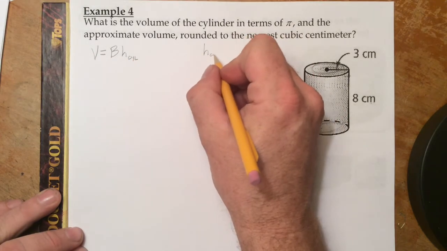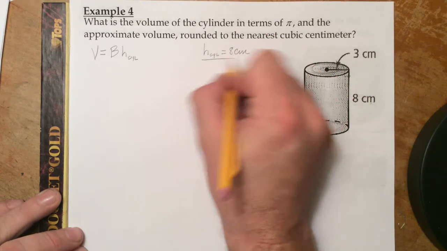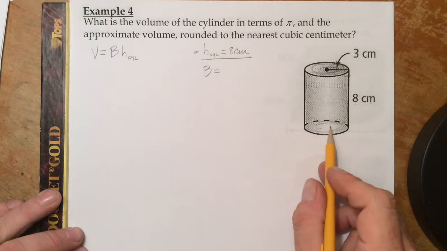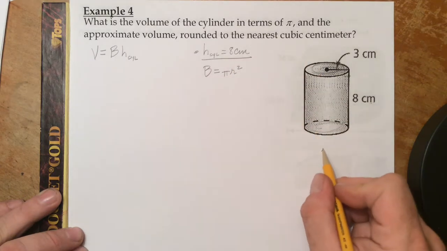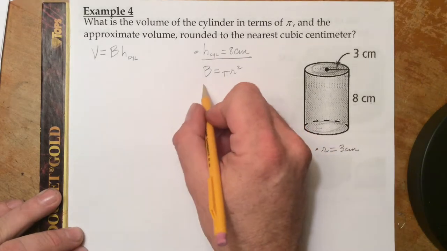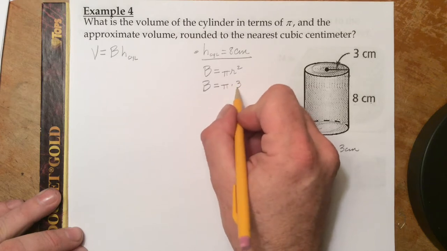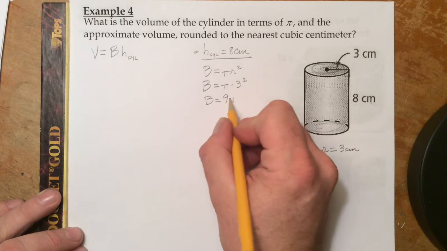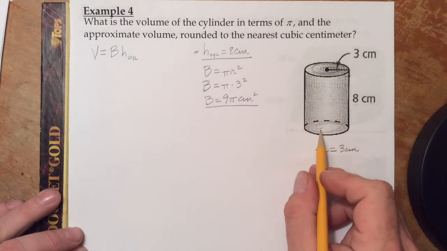Defining the height of the cylinder, height is 8 centimeters. Big B, or the area of the base face, since it's a circle, is pi times the radius squared. The radius here is 3 centimeters. Substituting this in, B is pi times 3 squared. Then we get 3 squared is 9 pi. 9 pi square centimeters is the base area of this cylinder.